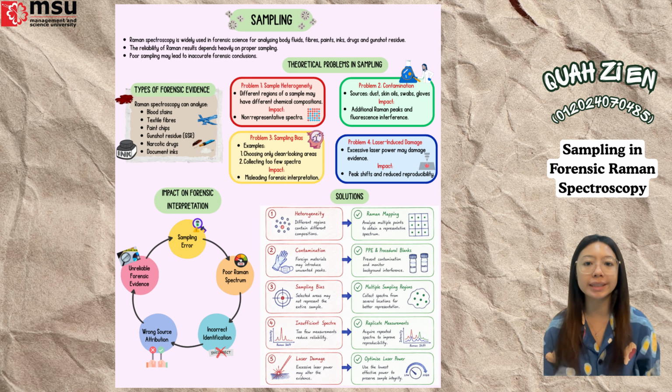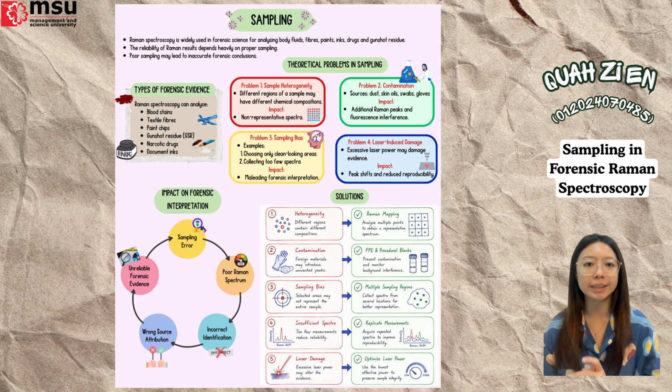The third problem is sampling bias. For example, investigators may unintentionally select one visually clean area or collect too few spectra. This can result in misleading forensic interpretations because the analyzed region may not accurately reflect the overall evidence.